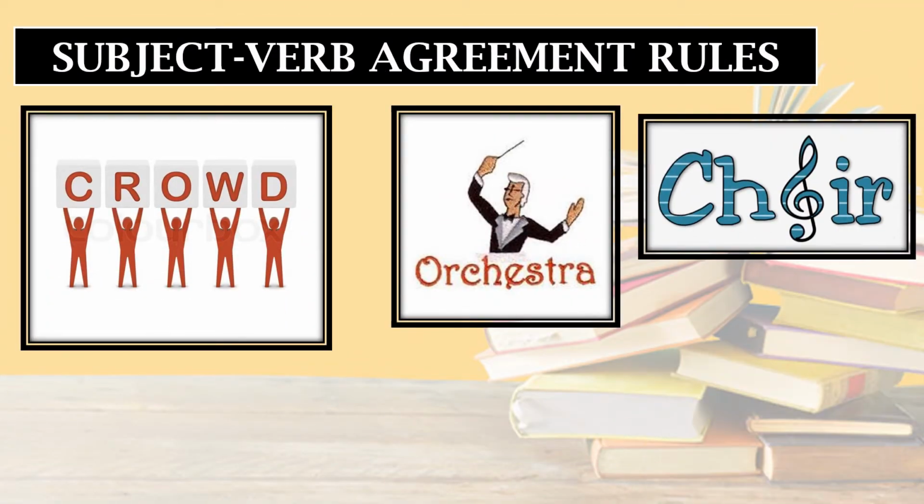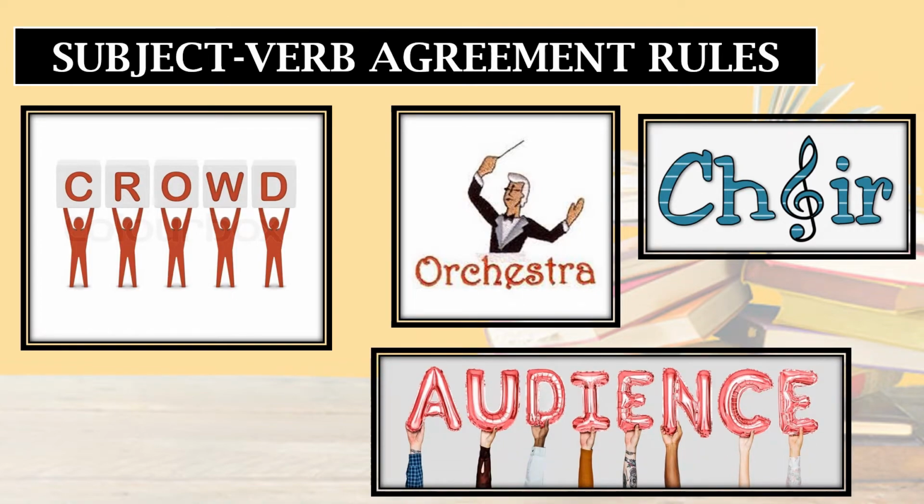Now let's take a look at these words and pictures. Crowd. Is crowd singular or plural? Singular. How about orchestra? Singular. How about choir? Still, it is singular. How about audience? It is singular. Now what do you call these words that imply more than one person but are considered singular?